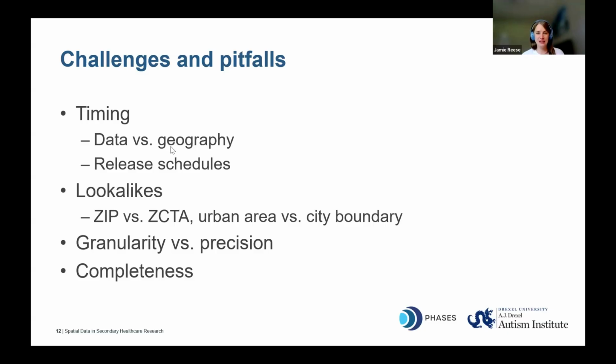Like many other data sources and instances, we always have to balance granularity and precision. Margin of error is always going to be higher at smaller geographic units. For example, a census tract is going to have a much higher margin of error than a metropolitan statistical area, which is like a whole group of counties.